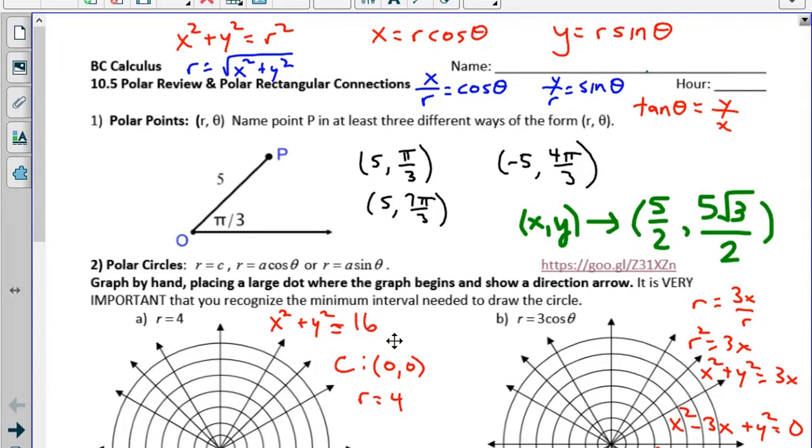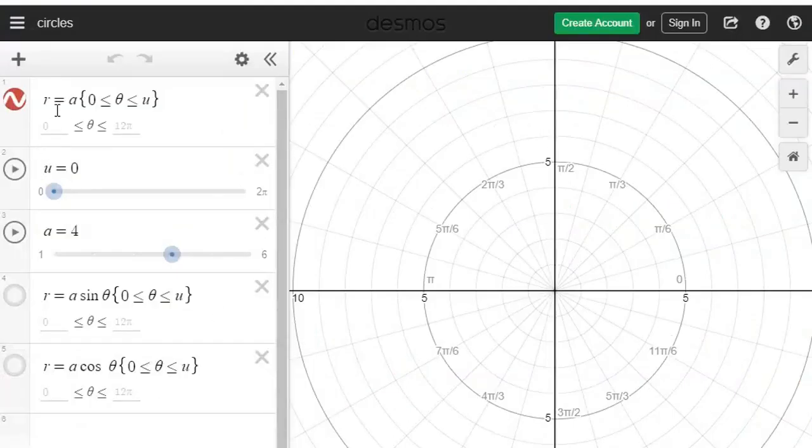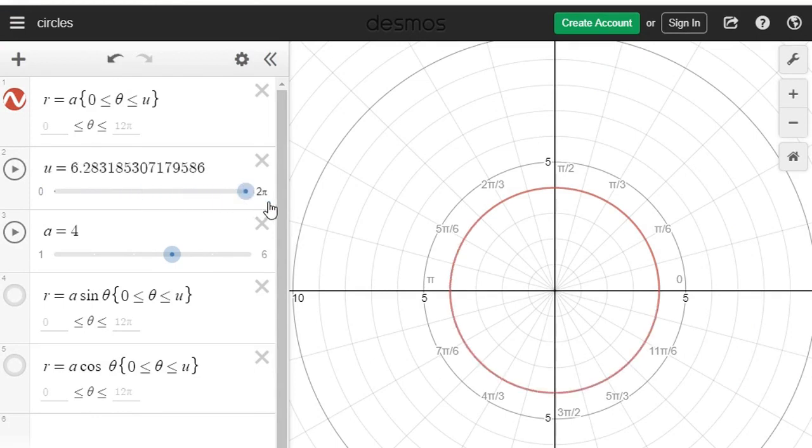So x squared plus y squared equals 16. That means that the center's at 0, 0, and the radius is 4. So if we look at r equals 4, and I graph the circle, notice it starts here and then goes all the way around like so, and at 2 pi it finishes. So it's just mapping the radius 4 all the way around as the angle goes around.